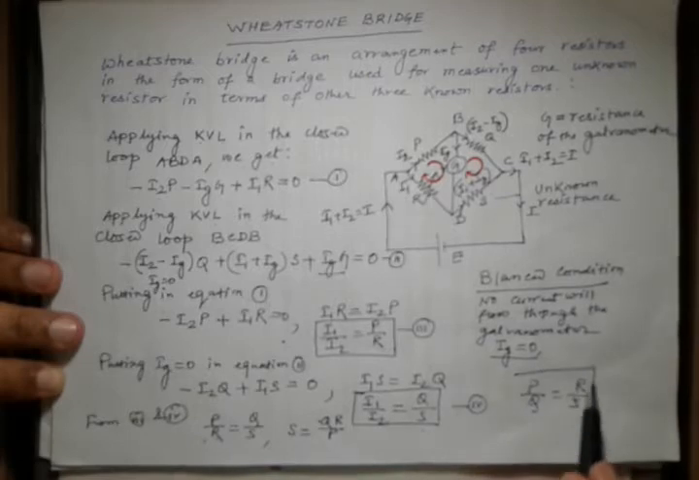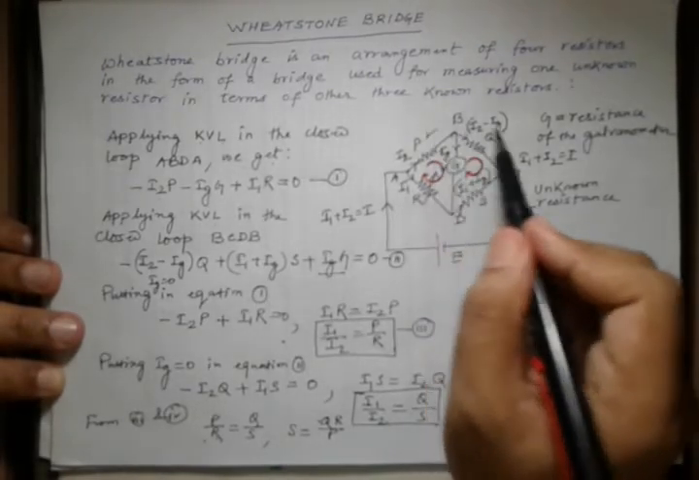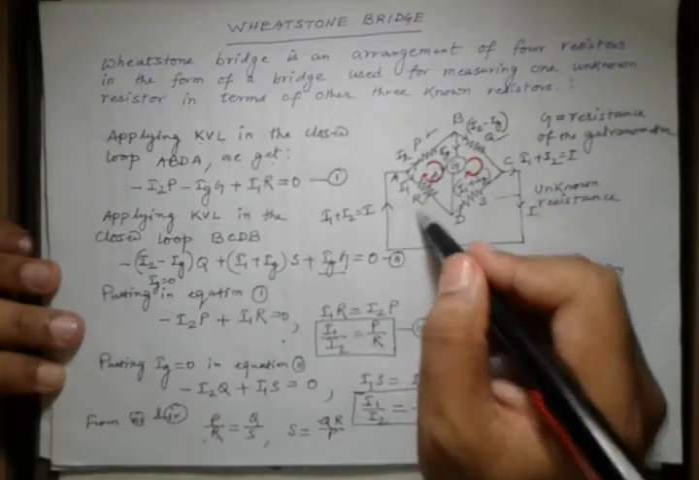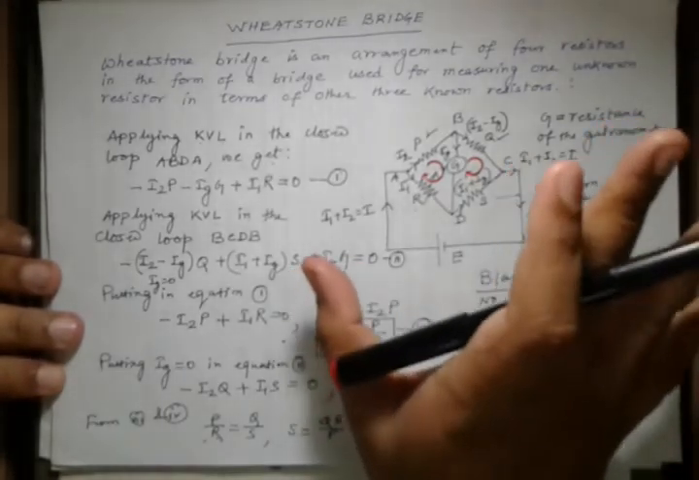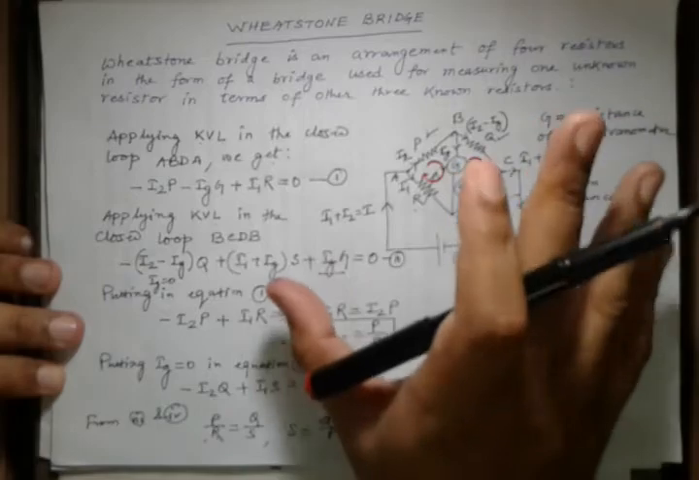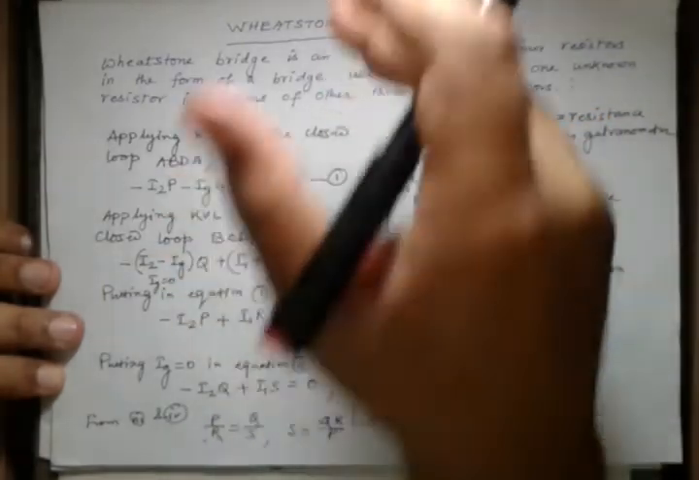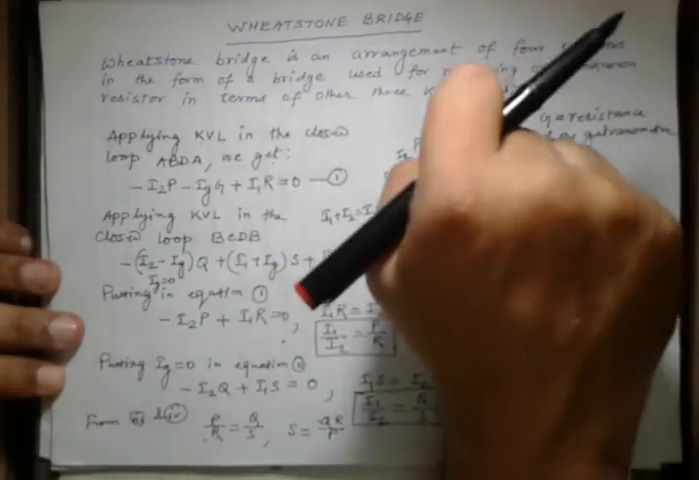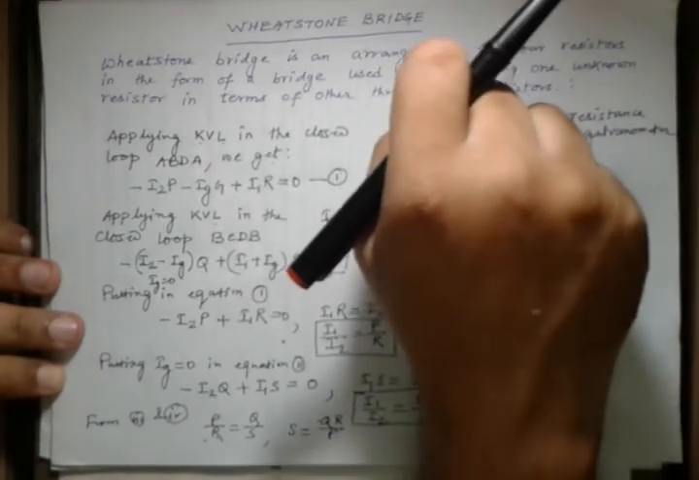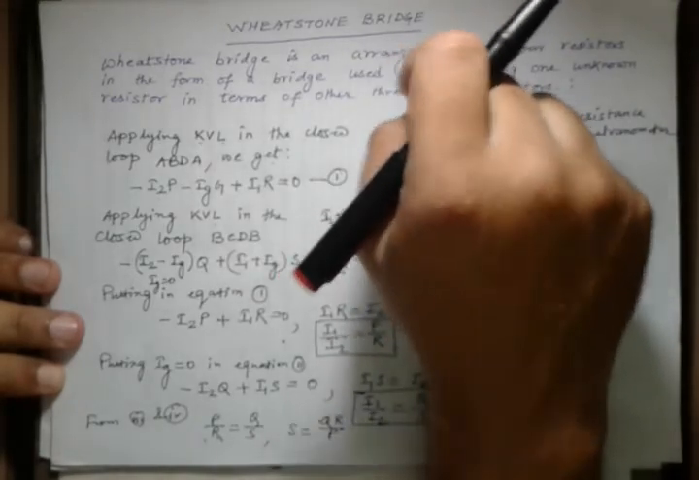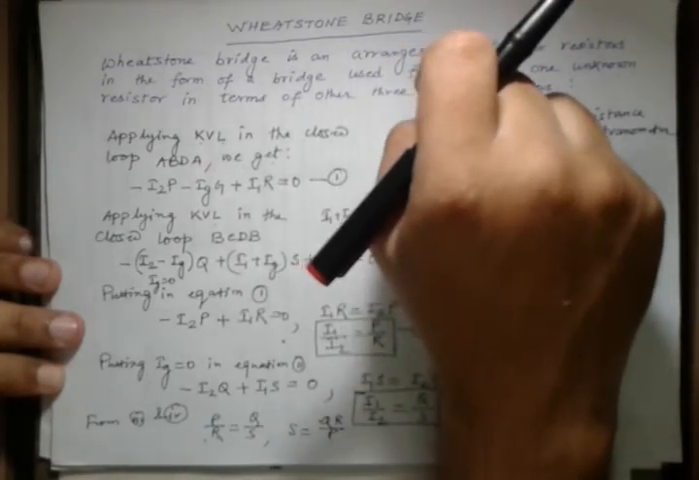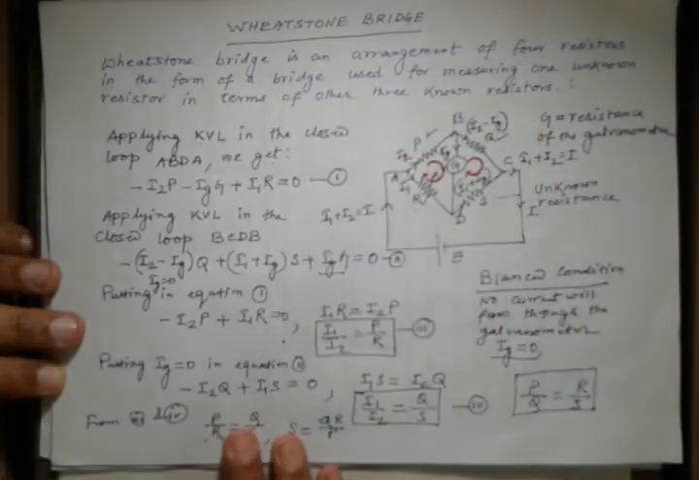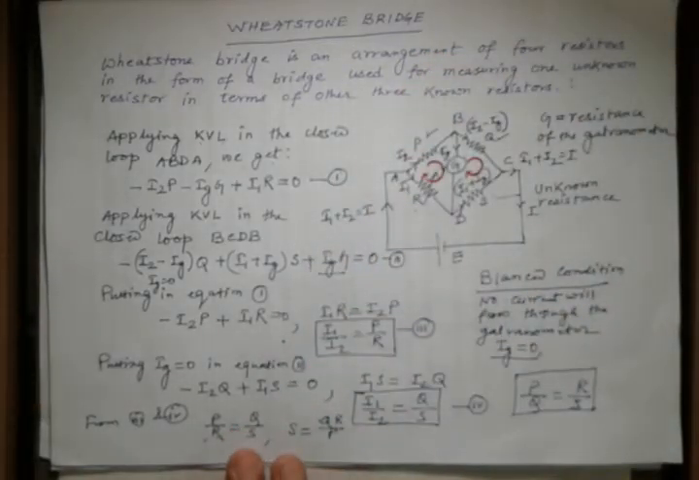So remember this in the case of a Wheatstone bridge in balance condition: this ratio P by Q is equal to this ratio R by S. It is a very useful thing. It is used to determine the unknown resistance. Finding the value of a resistance is very important in practical applications, and that is why it is used. So you can accurately find the unknown resistance using this concept.